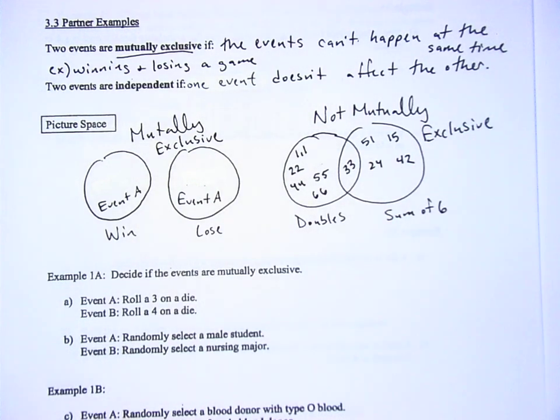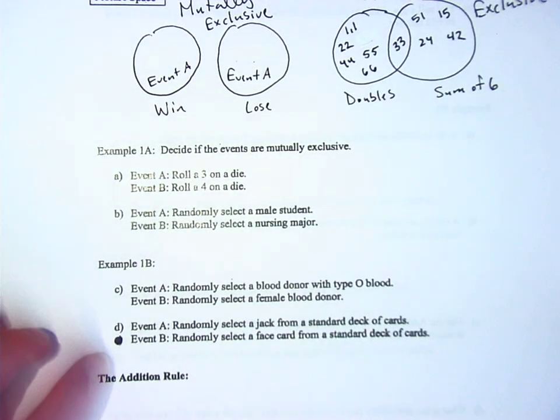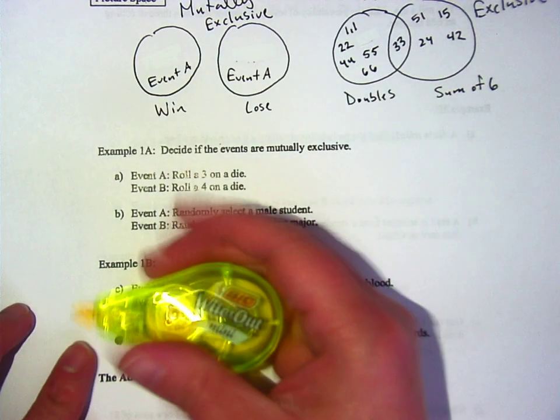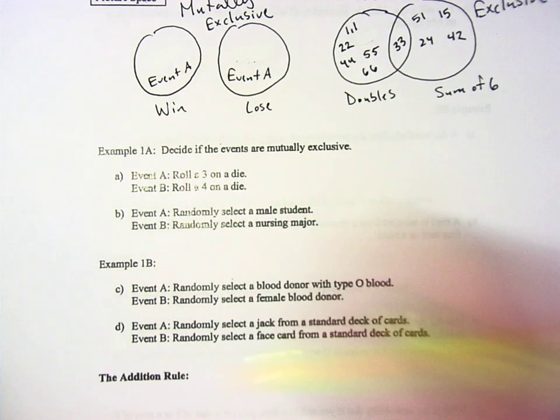So do you guys see how there's some overlap there? If you got double 3s on your dice, that would be at the same moment in time, you'd be getting doubles and a sum of 6. Everybody okay with that? Okay. All right. So now you need to decide if these events are mutually exclusive. All right, I regret having this E down here. Erase that. Or cross it out.